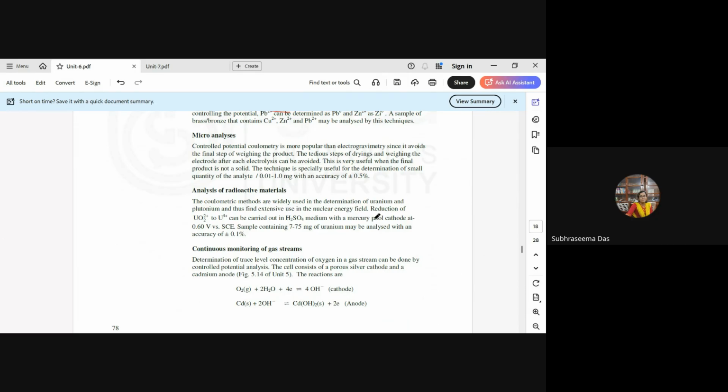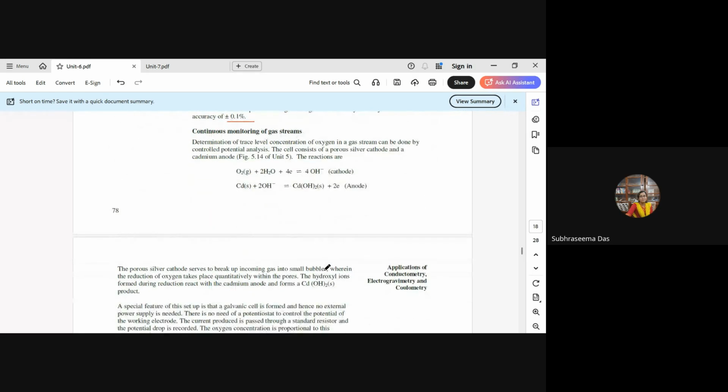Then coming to analysis of radioactive metals, the coulometric methods are widely used in the determination of uranium and plutonium, and thus they find extensive use particularly in the nuclear fields. The reduction of uranium oxide to U4+ can be carried out in an H2SO4 medium with a mercury pool cathode at 0.6 volt. Samples containing 7 to 75 mg of uranium may be analyzed and the accuracy is as low as plus minus 0.1%. With such a high accuracy, coulometry is preferred for the analysis of radioactive elements.